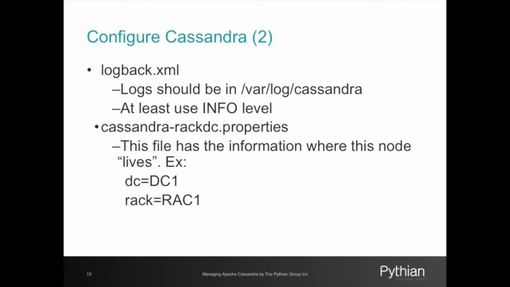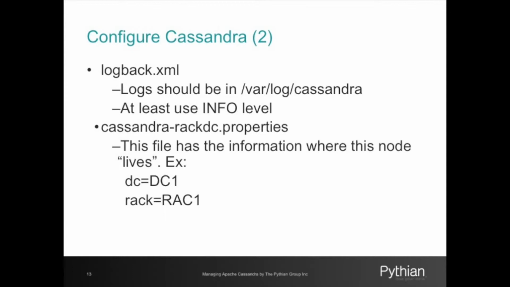Well, the data centers are the physical distribution, or you can create virtual data centers. And the racks are just to guarantee that if you set multiple racks, Cassandra will not set replicas of the same data on the same rack. So if a full physical rack goes down, you don't lose all the replicas for the same data.